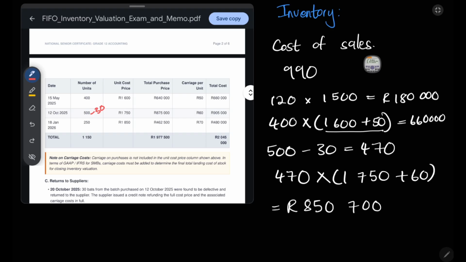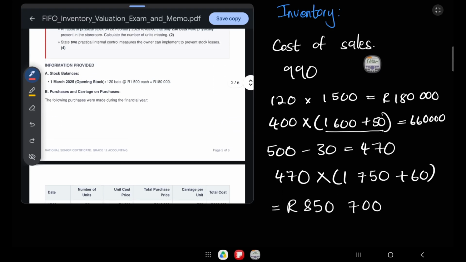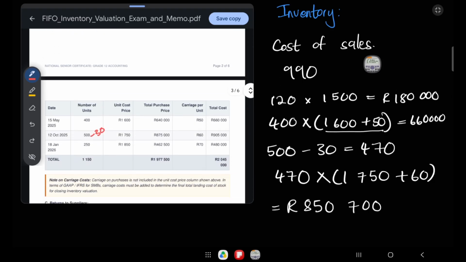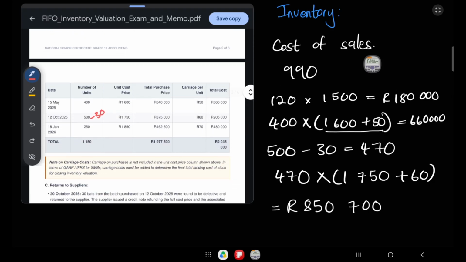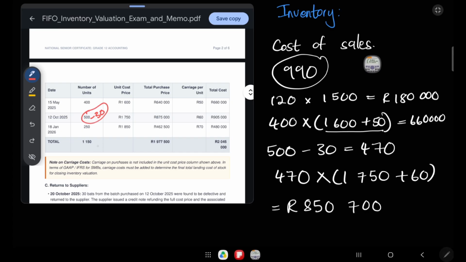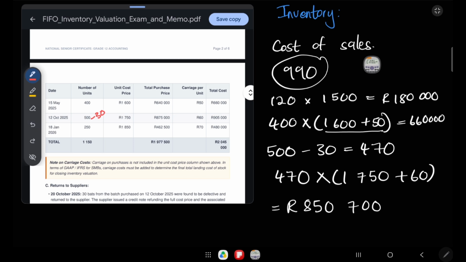You have to start from the beginning because you sell those units first. And then you end up where all your units are sold out. Okay, in this case we had 990. So we stopped there at the 12th of October 2025. That is what the FIFO is. Please rewatch this video as many times as you can and try making notes on the side. If I ever mention anything that you consider important, write it in your notebook. And as I said, we'll do more examples as well as past question papers.